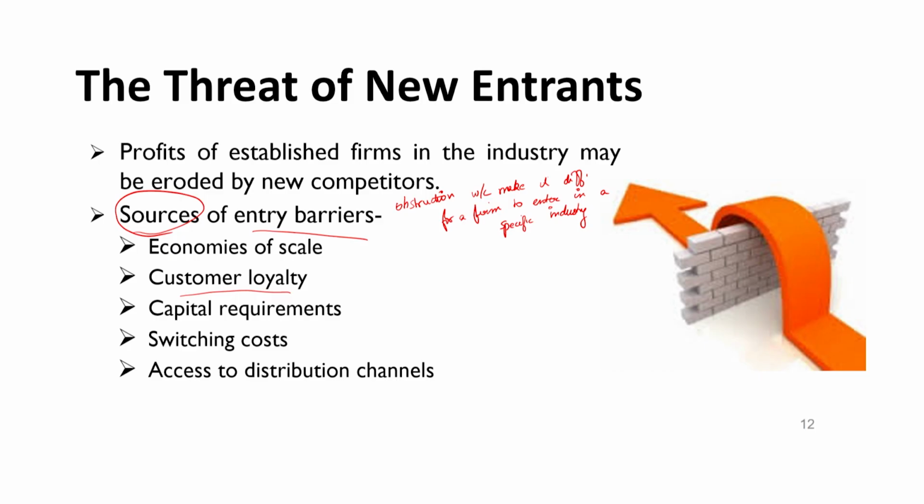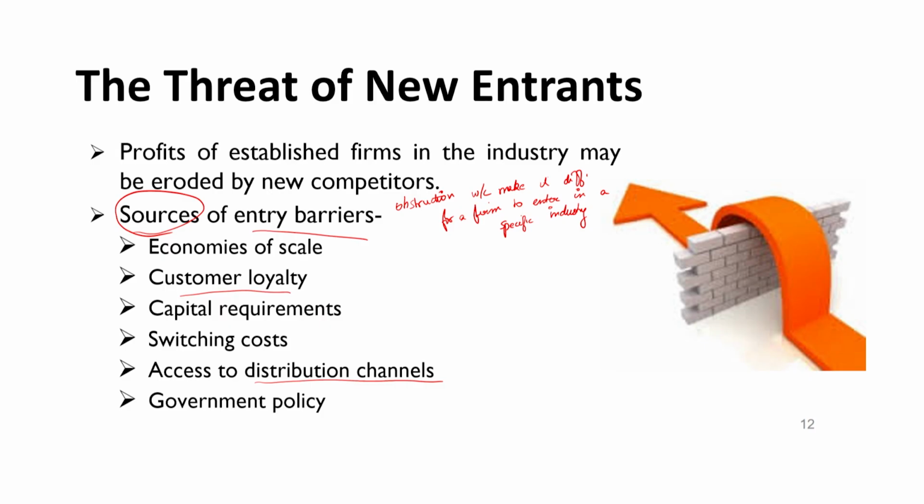Next type of entry barrier is access to distribution channels. If already established firms have access to distribution channels, that is, they have good network with their distributors, wholesalers or retailers, they have certain kind of sponsorships or certain other kind of network, it acts as an entry barrier for a new player. The new player will find it difficult to have access to distribution channels in that particular regard. So that is also a type of entry barrier.